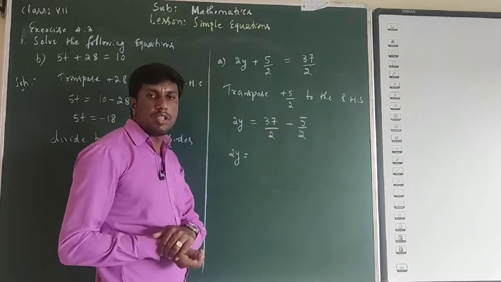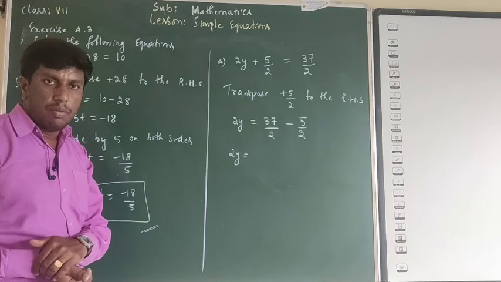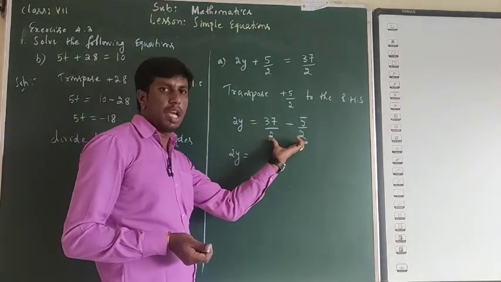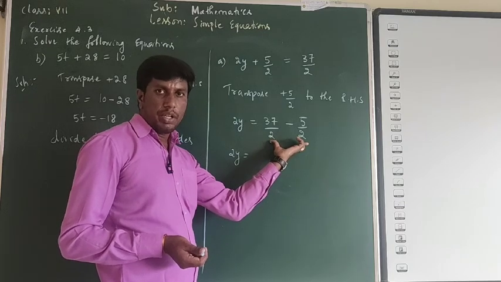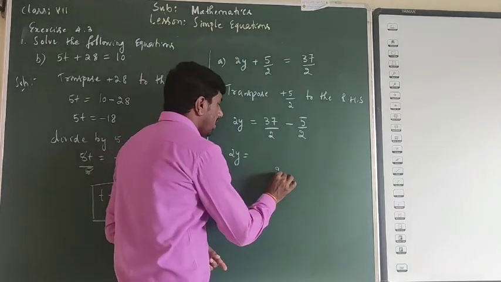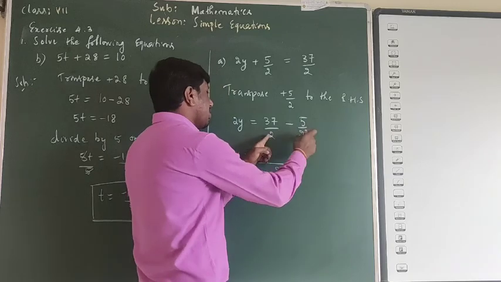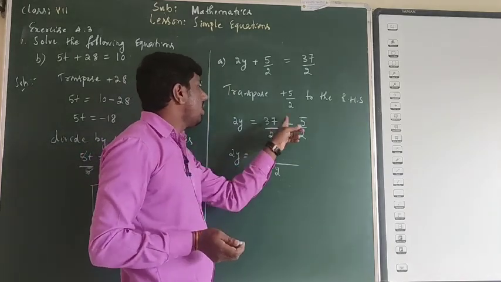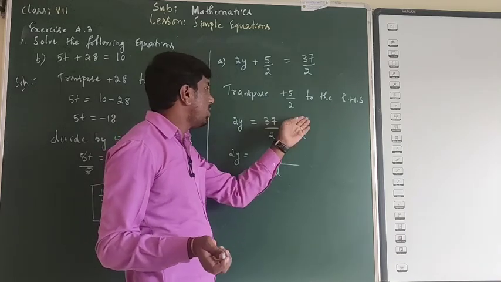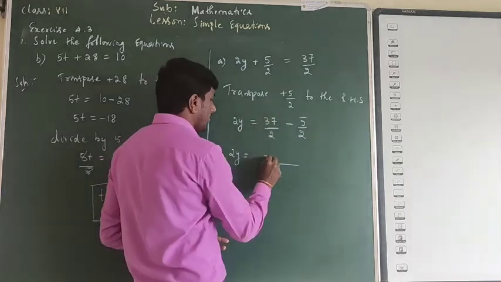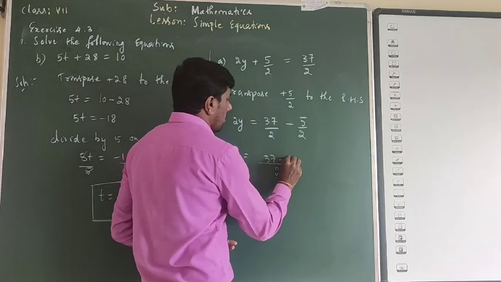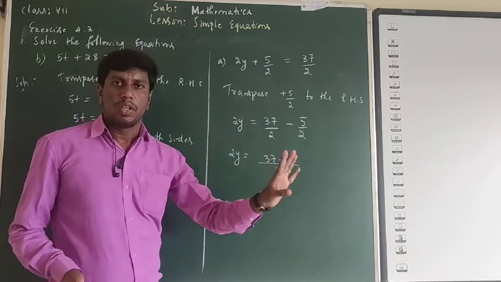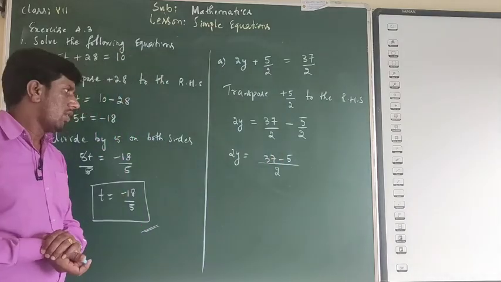Now, simplification. 2y is equal to 37 by 2 minus 5 by 2. Subtraction of a rational number, you have learned that, right? It is having the same denominator. We will write the denominator as it is, and we will add or subtract whatever the values are in the numerator. 37 minus 5. If it is the same denominator, this is the method we follow. You have learned this in the rational numbers lesson.